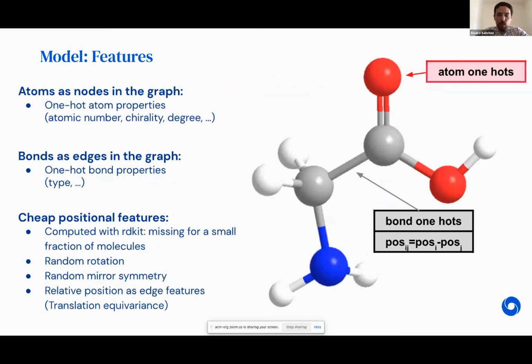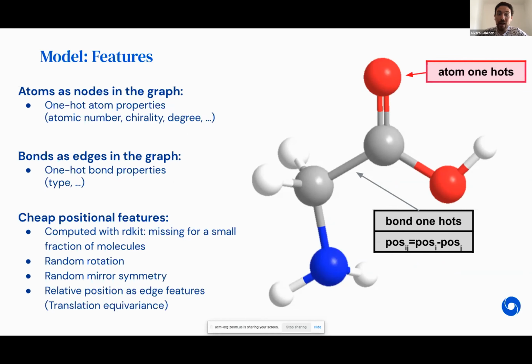Now, getting to the actual model. In our case, we went the obvious route of building a graph where each of the nodes is an atom. And we simply use the provided features such as atomic number, chirality, etc., specified as one-hot. Then we build bidirectional edges according to the bonds of the molecules, and we also encoded the provided bond properties as one-hot features again.